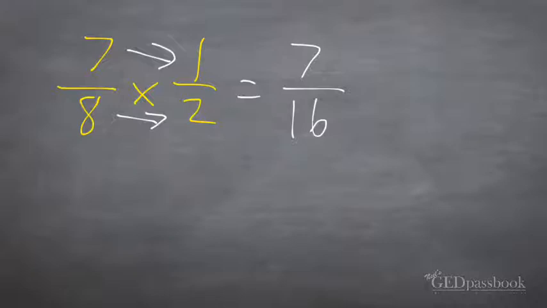That's a unique number. Use those unique numbers to your advantage. You already know 16 can't be divided by 7, so no point to even check any more simplification. 7 over 16 is the final answer. Is that easy? You multiply straight across.